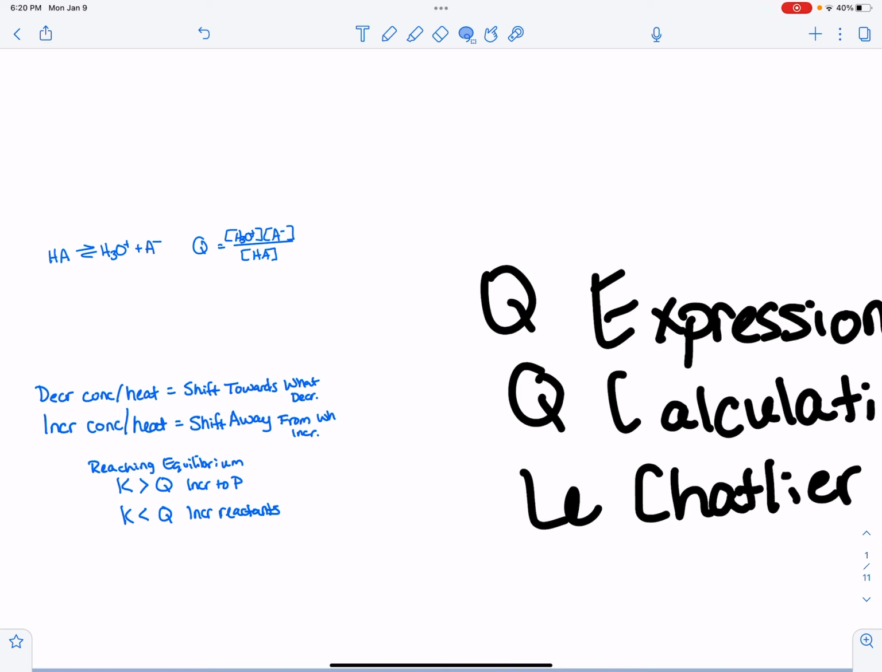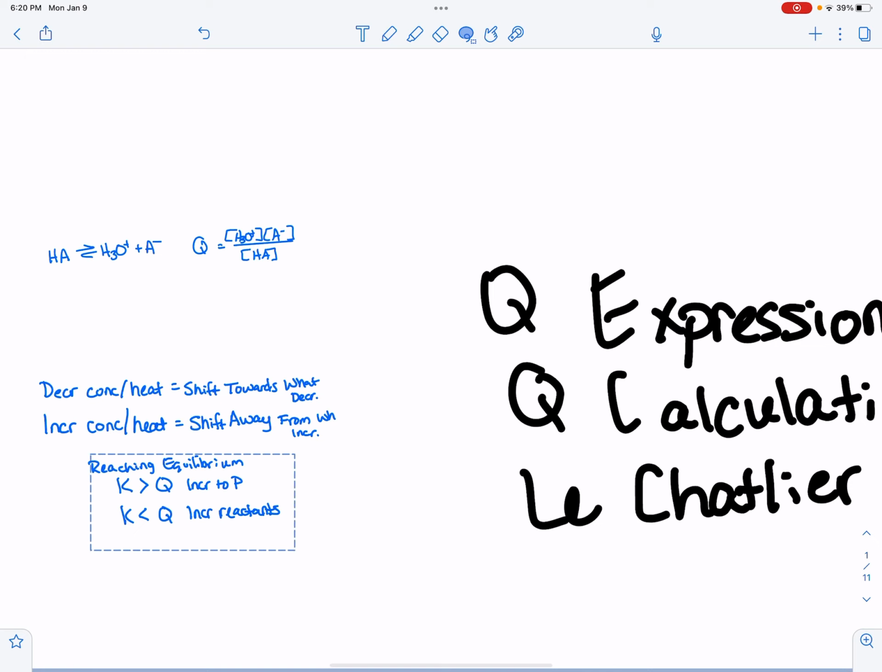And then you're going to learn about how you can manipulate these reactions, these equilibriums. And overall, if you decrease heat or concentration, it's going to shift towards itself, like towards what was decreased. If you're going to increase any of those, it always will shift away. So you'll hear that again when you get to that section.